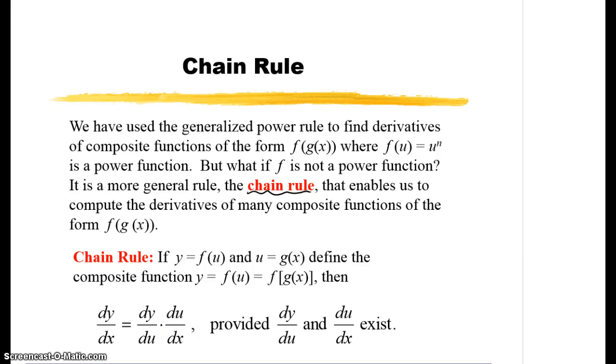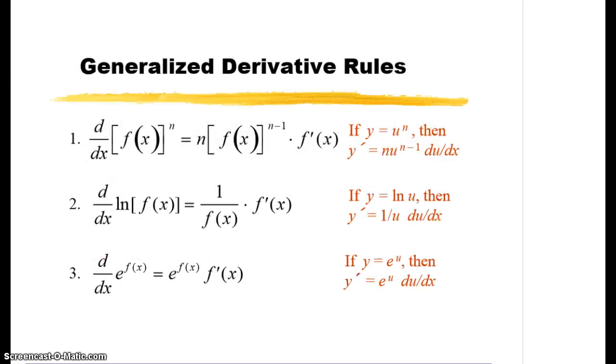Again, make sure to read your textbook very carefully about the chain rule. They have some nice explanations here. But we're going to use the chain rule to generalize these derivative rules. So in general, as we saw already, the derivative of any function raised to the n power is n times the function raised to the n minus 1 power.